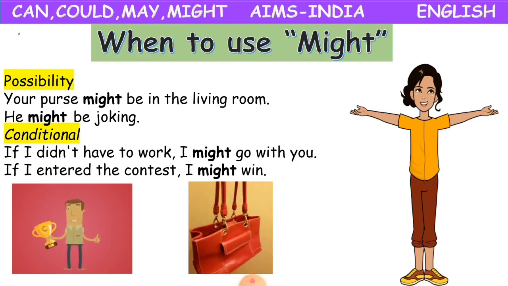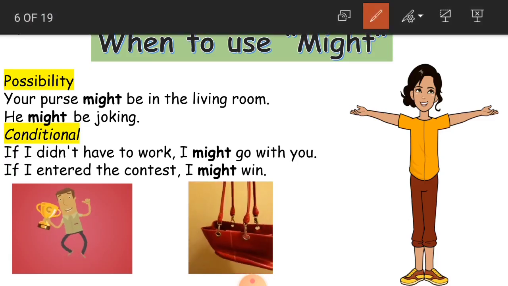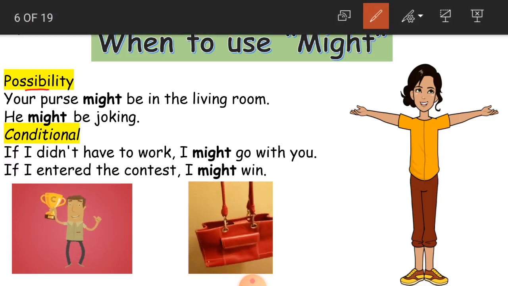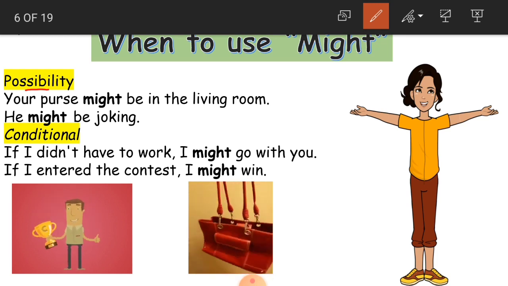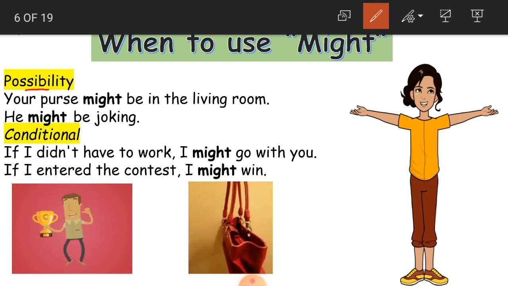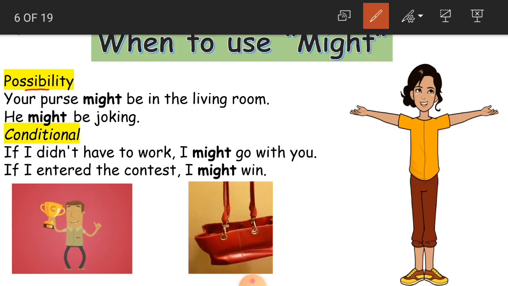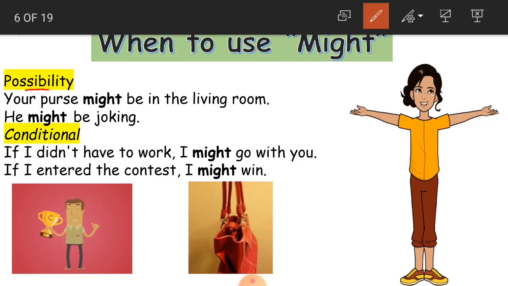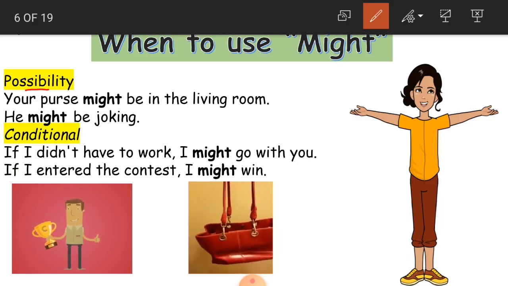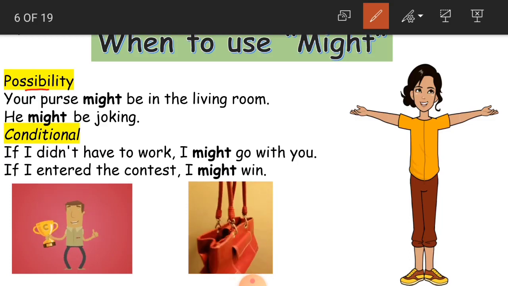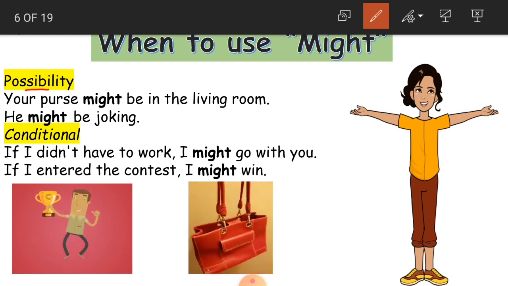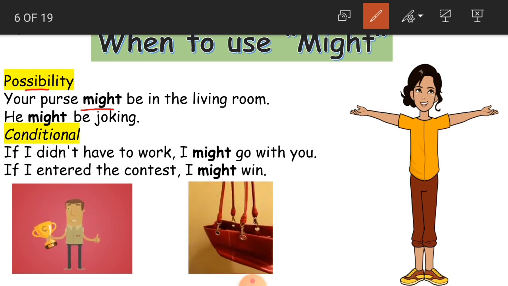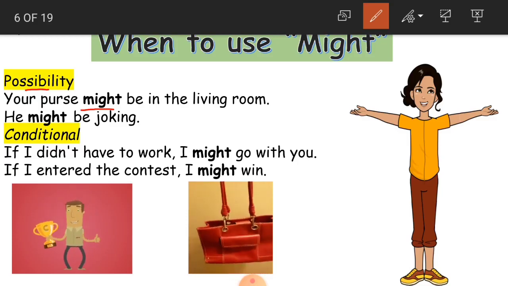Might is used to discuss any possibility. When you want to mention any possibility, something that may happen, you can use might, children. And here I have given you a sentence. For example, your purse might be in the living room. Your purse might be in the living room.